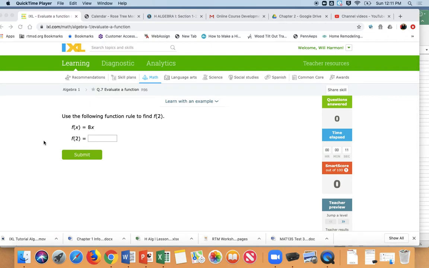All right, to evaluate a function means I want to find a value of that function. I want to end up with a number. I don't want an expression or an equation. I want a number. That's what evaluate means.